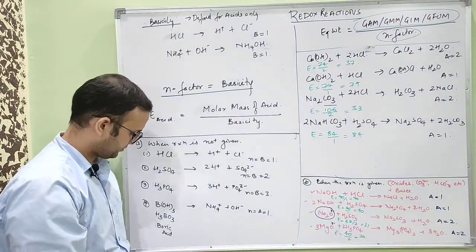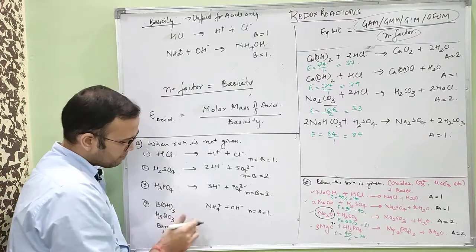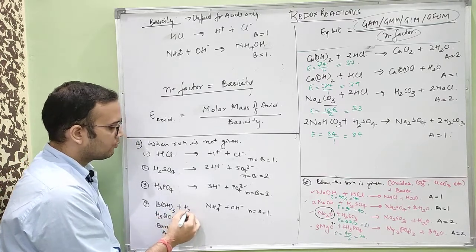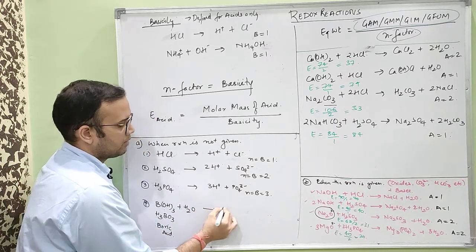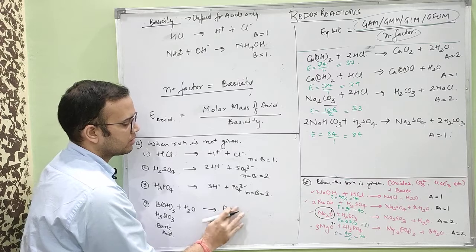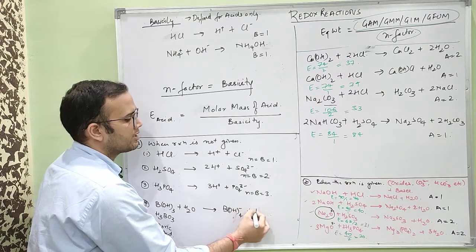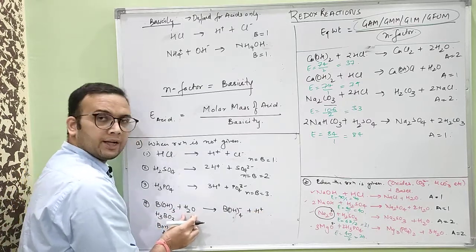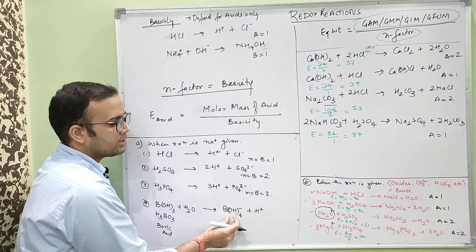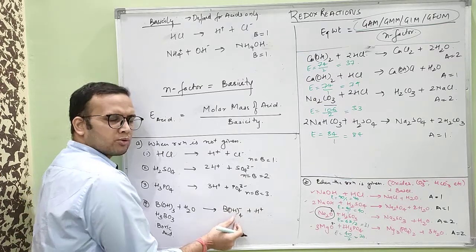Got it? So this is boric acid. This does not give H plus like that only. It reacts with water to give B(OH)4 minus plus H plus. So when boric acid is poured into water, it gives 1 H plus ion and this species, this ion, this anion.